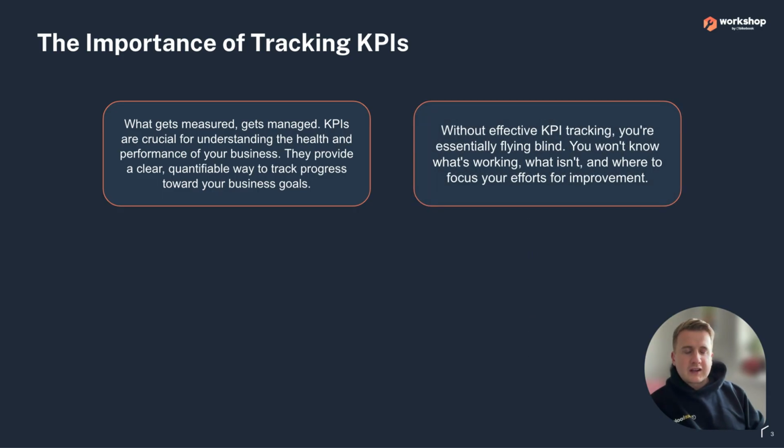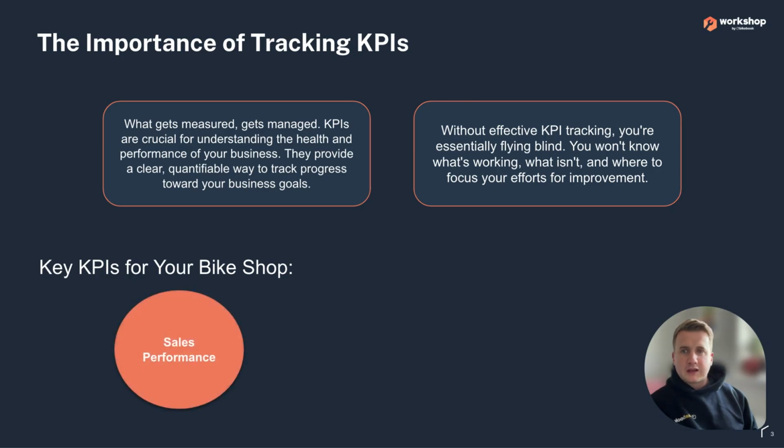Without effective KPI tracking, you're flying blind, and it's really important that you use the facts and figures available to you from software and leverage them to the max. There are some key KPIs that you should be using within your business. The first one is sales performance. This is all about total sales revenue, whether daily, weekly, or monthly, average transaction values, sales by product category, whether that's bikes, accessories, or apparel, sales by service type, such as repairs, tune ups, and upgrades, and also sales by staff members.